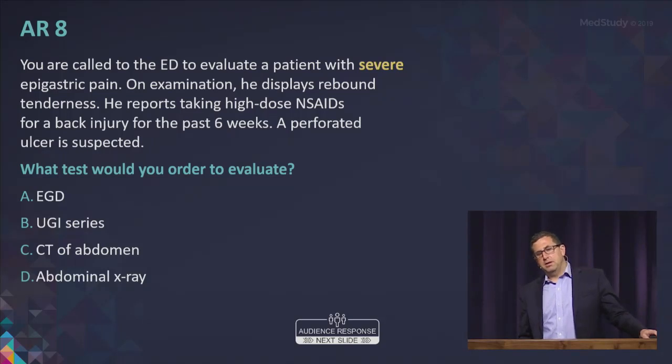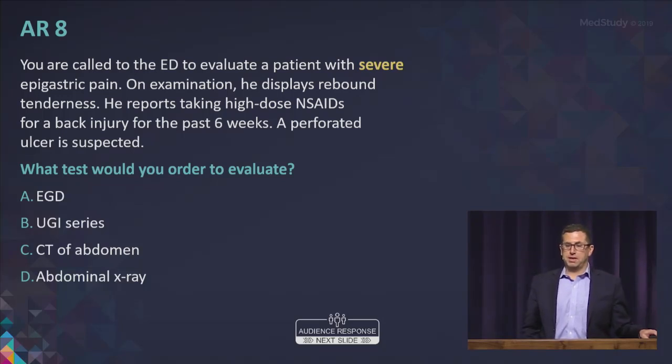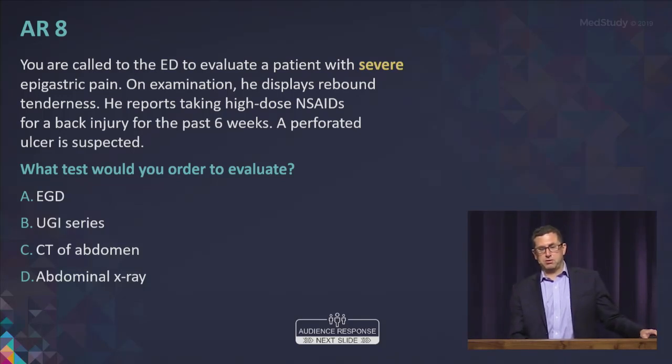Question number 8. You are called to the emergency department to evaluate a patient with severe epigastric pain. On examination, he displays rebound tenderness. He reports taking high-dose NSAIDs, and a perforated ulcer is suspected. What test would you order to evaluate? EGD, upper GI series, CT of the abdomen, or an abdominal X-ray?